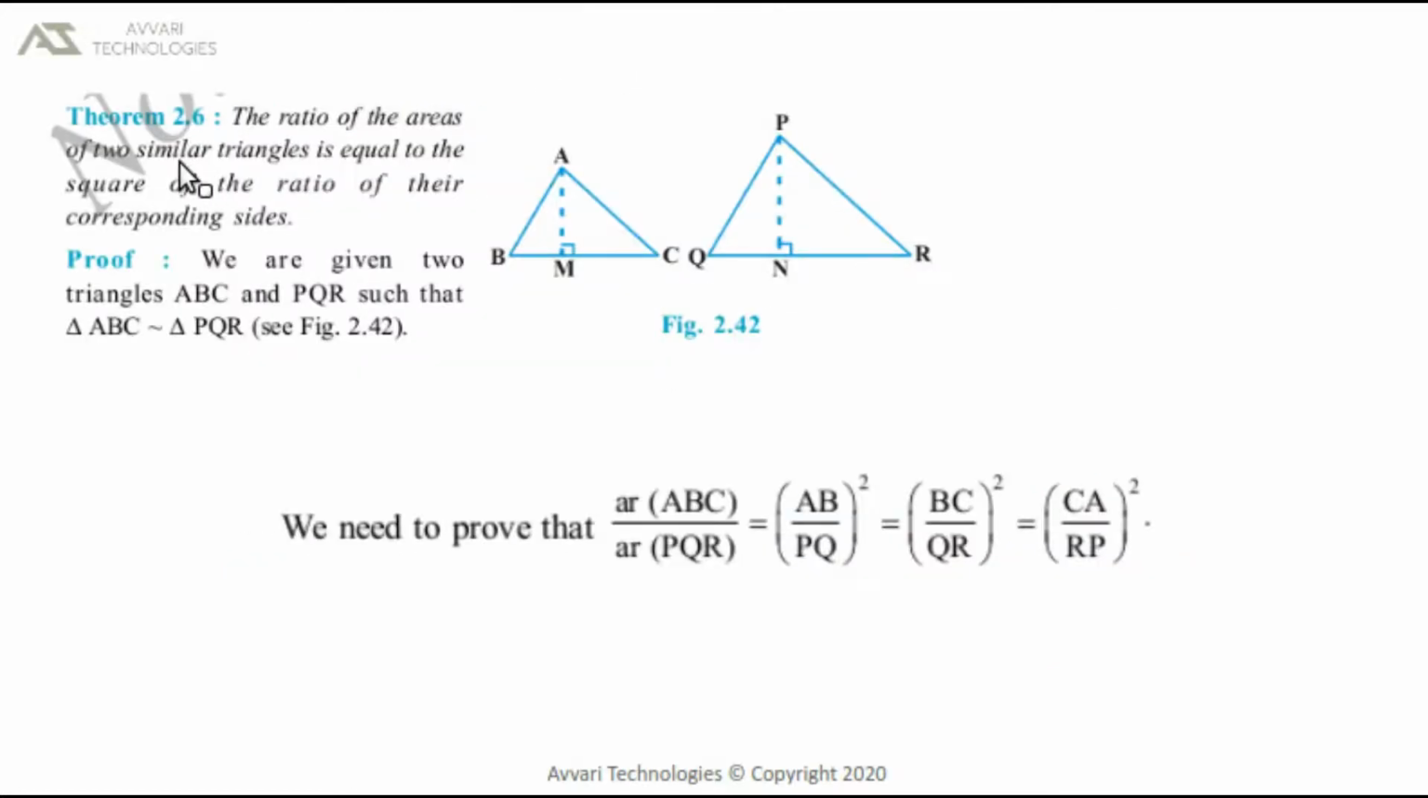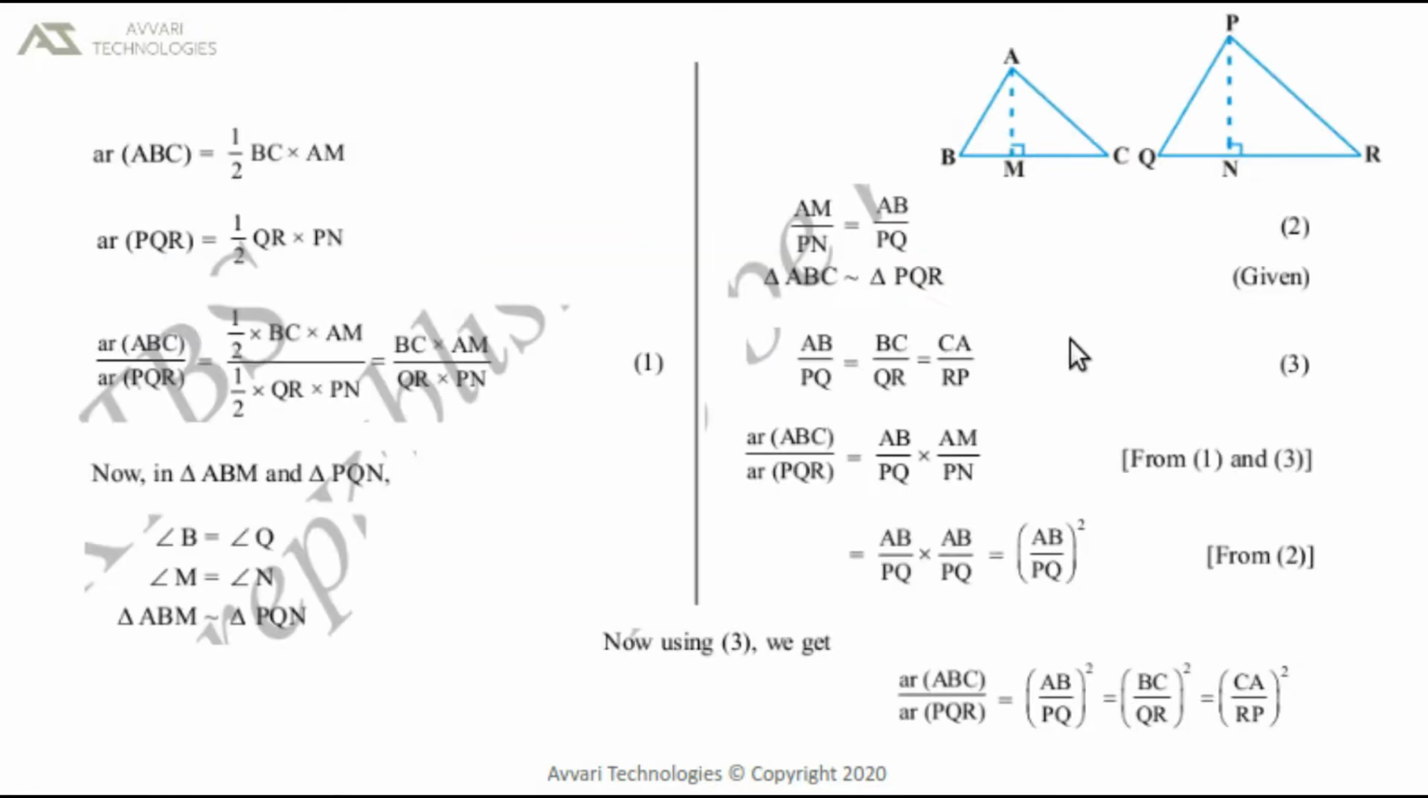Theorem 2.6 states that the ratio of areas of two similar triangles is equal to the square of the ratio of their corresponding sides. What it means to say is the area of triangle ABC and the area of triangle PQR are in the ratio of the square of their corresponding sides. That is, we need to prove that the area of triangle ABC divided by area of triangle PQR is equal to the square of their corresponding sides. Now let us prove the theorem.